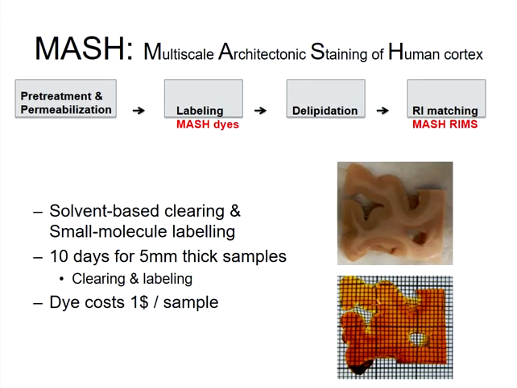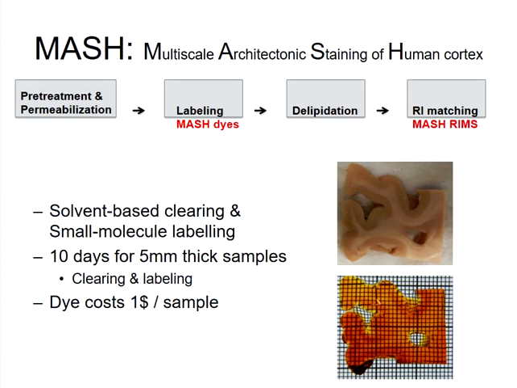Now, with a lot of development, we've actually been able to come up with a procedure that can deliver on that, which we call MASH, multi-scale architectonic staining of human cortex, which is a solvent-based clearing approach and a small molecule labeling approach. And solvent-based clearing takes these steps here: pretreatment and permeabilization, labeling, delipidation, and then a refractive index matching with a refractive index matching solution. And with that, we can actually label very large and very thick samples, so 3 by 4 centimeters laterally and 5 millimeters thick, in about 10 days with dye cost only about $1 or €1 or even a Singapore dollar per sample.